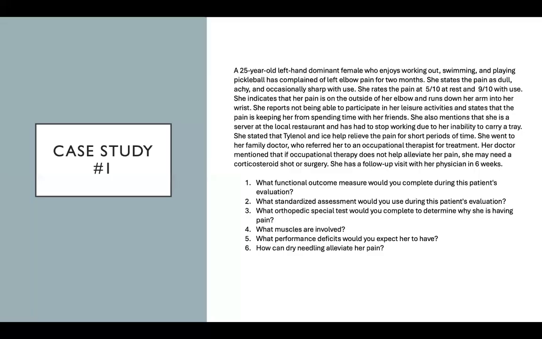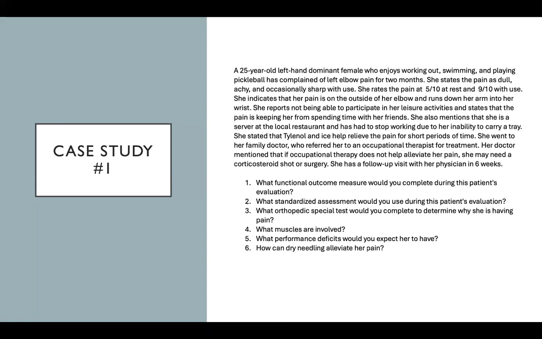So here we have a case study. A 25-year-old left-hand dominant female who enjoys working out, swimming, and playing pickleball has complained of left elbow pain for 2 months. She states the pain is dull, achy, and occasionally sharp with use. She states the pain is 5 out of 10 at rest and 9 out of 10 with use. She indicates that her pain is on the outside of her elbow and runs down her arm into her wrist.